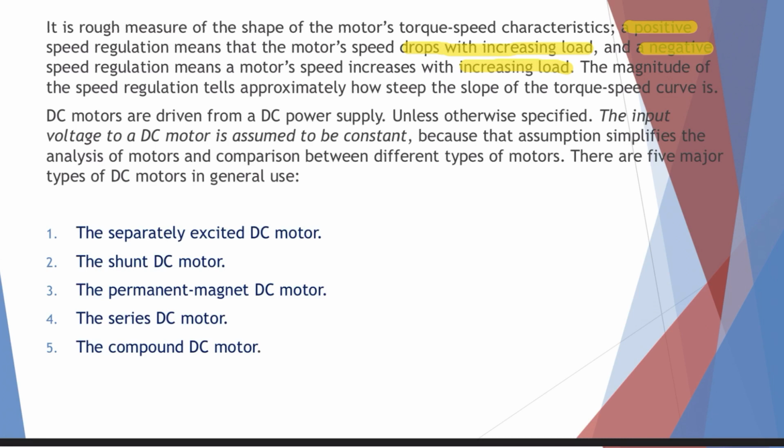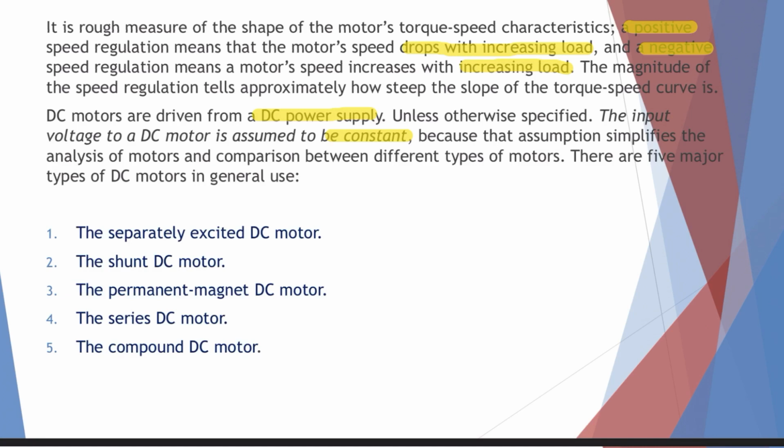DC motors are driven from a DC power supply. Okay, we need a DC power supply for the DC motors, unless otherwise specified. The input voltage to a DC motor is assumed to be what? Constant, because the assumption simplifies the analysis of motors and conversion between different types of motors.